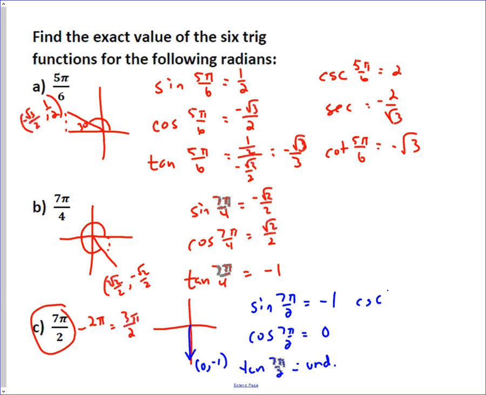Finding the cosecant, that's just the reciprocal of sine, and so that's going to be negative 1. Secant is the reciprocal of cosine. Well, the reciprocal of 0 is undefined. And then cotangent is the reciprocal of tangent, but tangent was negative 1 over 0, so the reciprocal is 0 over negative 1, so it actually turns out to be 0 and not undefined. So that's how you find exact values given radian degrees.